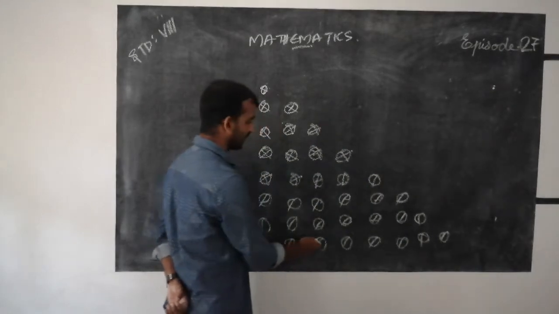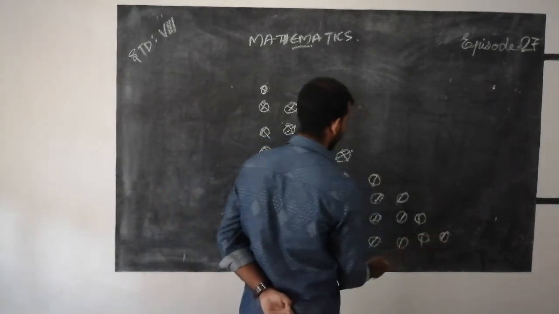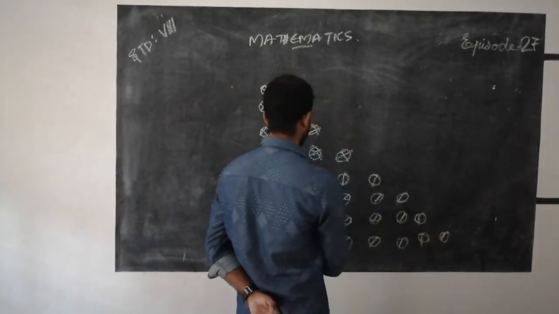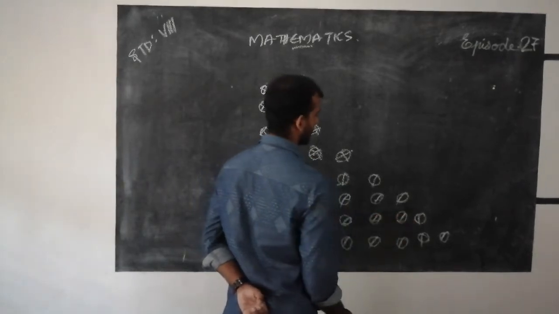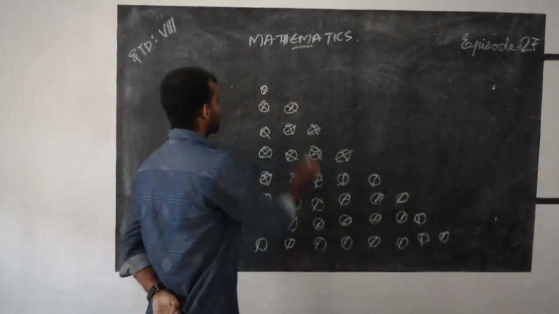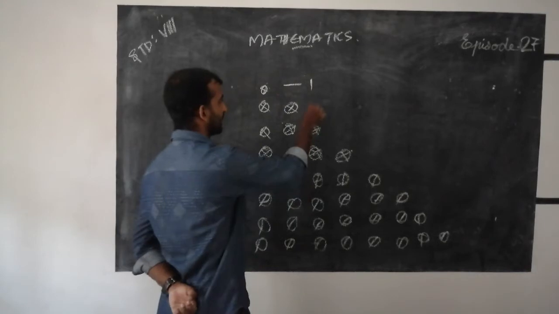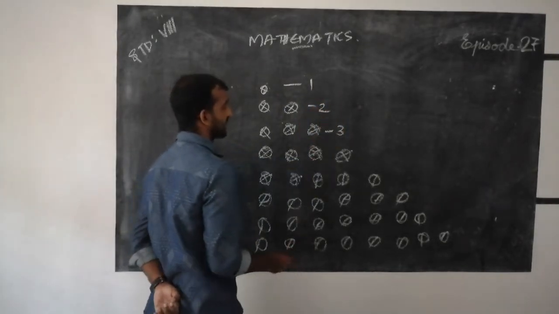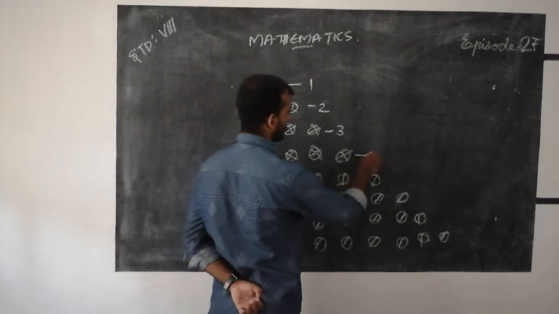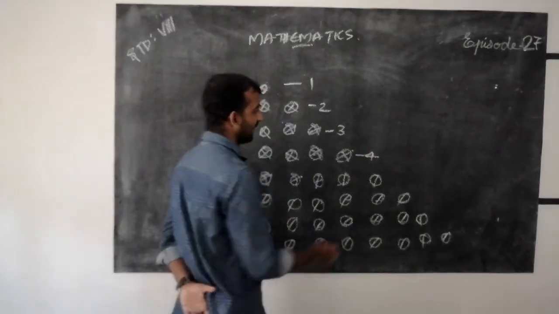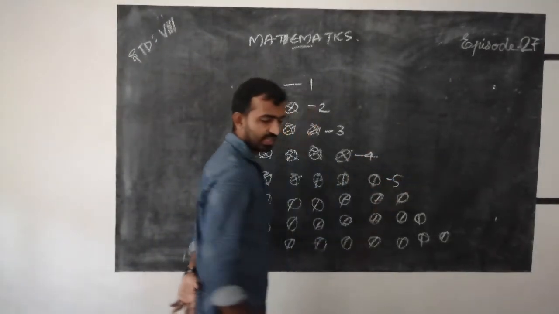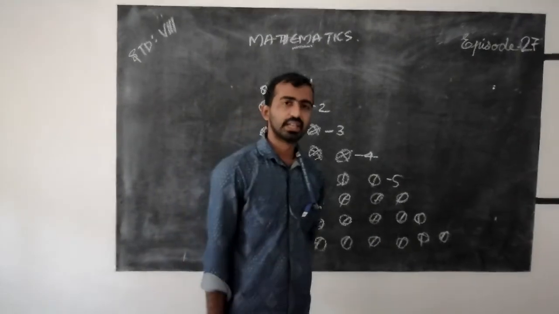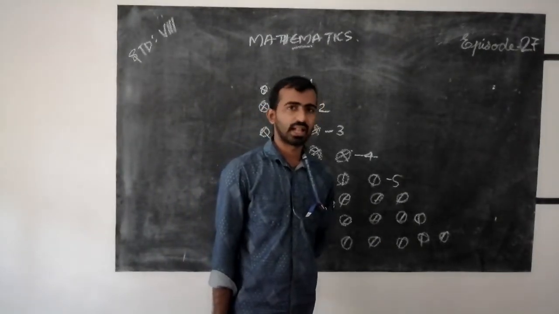This is 1, 2, 3, 4, 5, 6, 7, 8. 1, 2, 3, 4, 5, 6, 7. That is, this is 1, this is 2, this is 3. Is it? Yes. This is 4, 4 numbers. And this is 5.